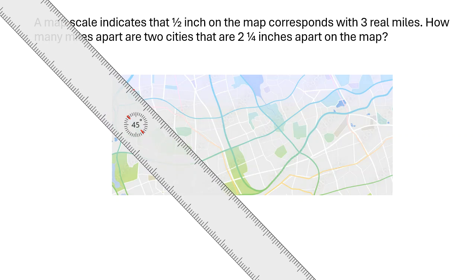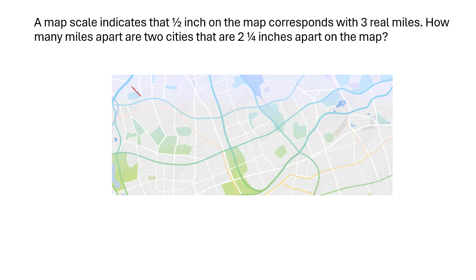So I'm going to do a ½ inch on this map. I'm going to say that's like from here to here. Okay, I'm going to call that a ½ inch. Let's get rid of this ruler. So that's a ½ inch, and that corresponds to 3 real miles on the map, like whatever town this is. This is just some random map I found. So the question is, if it's 2 1/4 inches apart on the map, how many miles is that?